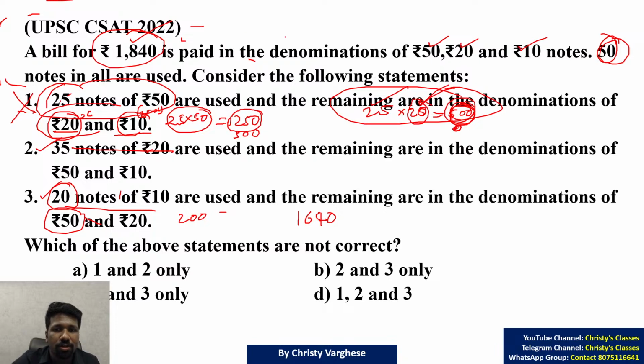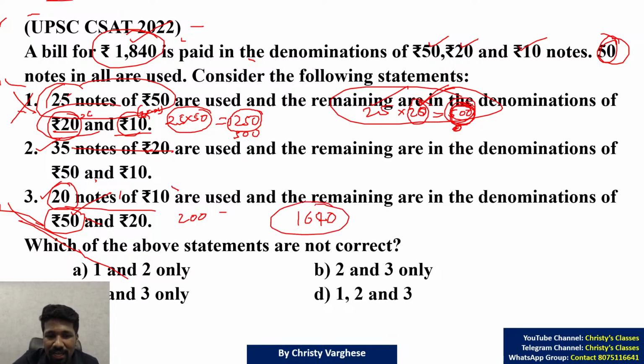20 notes completed, total 50 notes means remaining 30 notes. Best case scenario is 30 into 50, which means 1500. Best case scenario also does not give you 1640 remaining money.